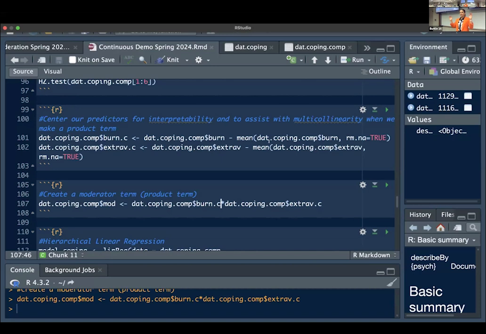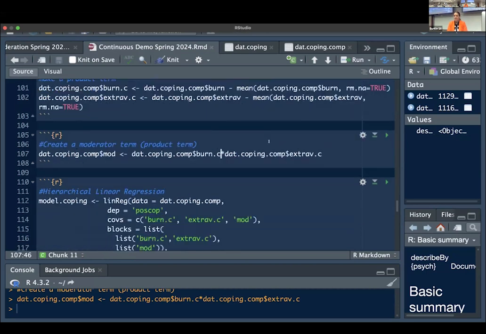So let's start over. We've got a model, right? Burnout on positive coping, moderated by extroversion. What's our research question? Does the relationship between burnout and positive coping depend on extroversion? We read in the data, right? We checked our assumptions, theoretically, right? We centered both predictors. We created a moderator term. What else is there to do? Run the models. So what's our first model going to be?